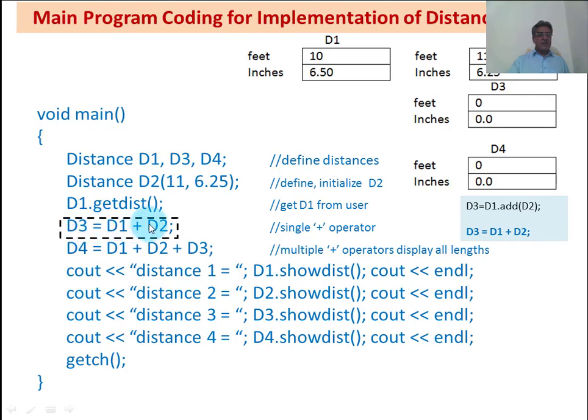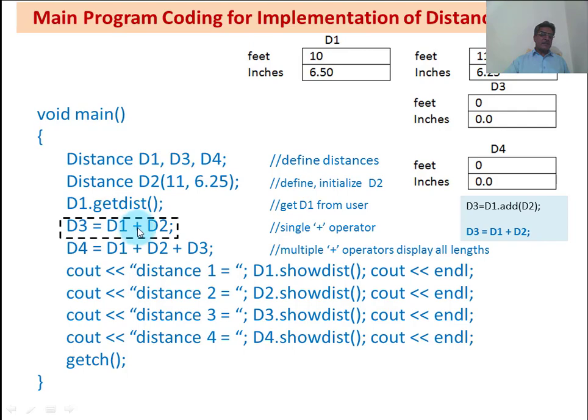D3 is equal to D1 plus D2. Here actually we are activating the plus operator which we have overloaded, and here you will see the function of plus operator, how the plus operator behaves just like a common function.